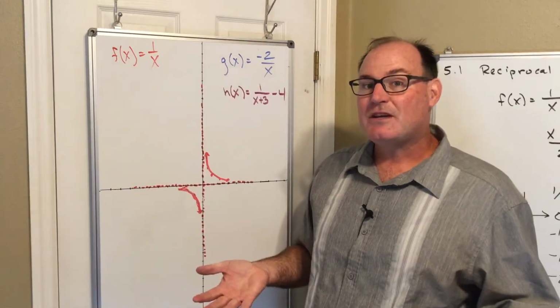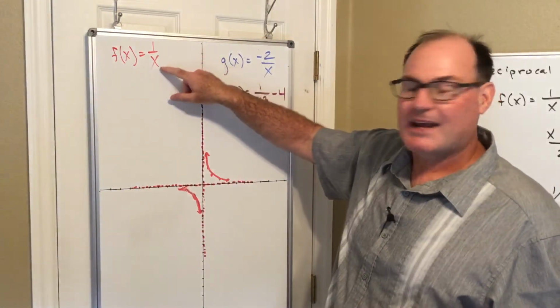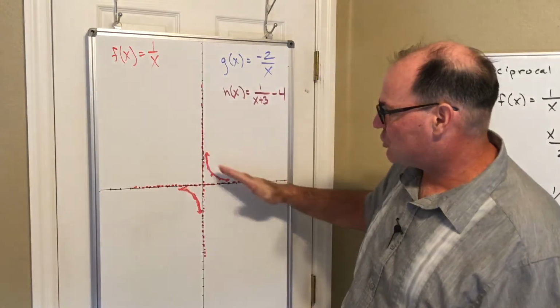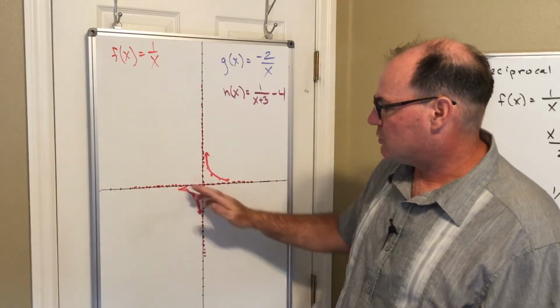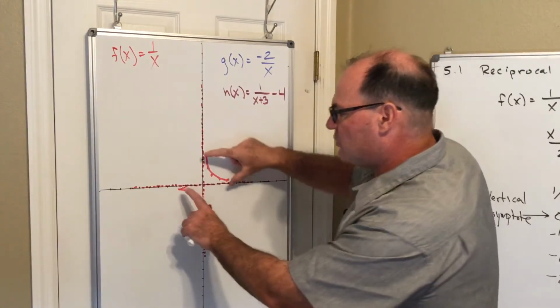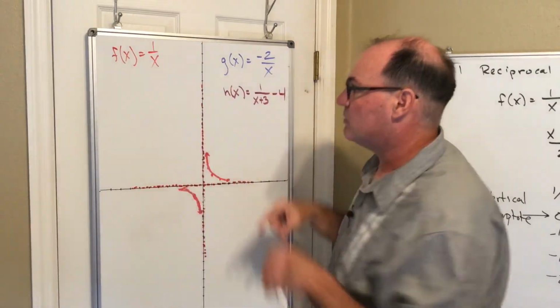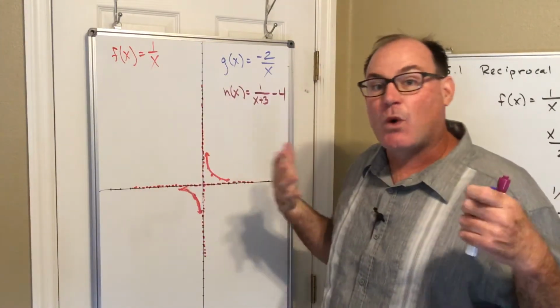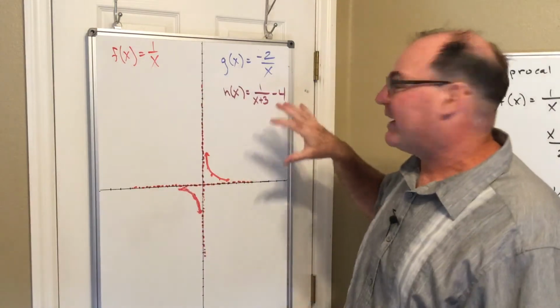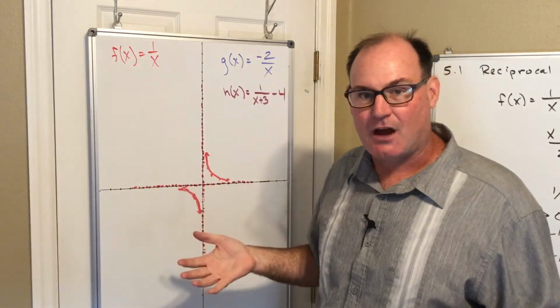All right, so now that we've introduced the basic graph of 1 over x, the reciprocal function, which is these two curved lines that do not go through these dotted asymptotes, now what we're going to do is what we've been doing all semester. We're going to look at our transformations of these graphs.